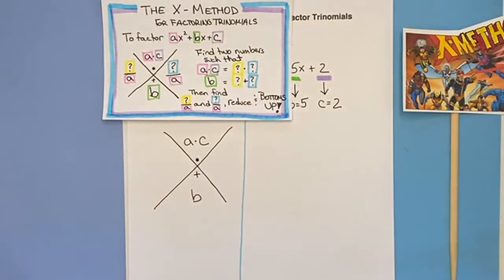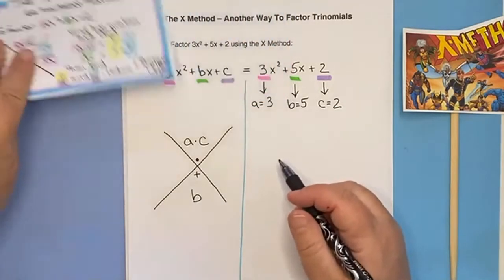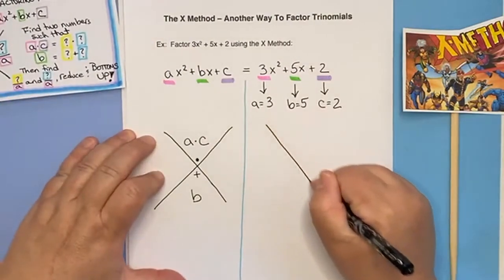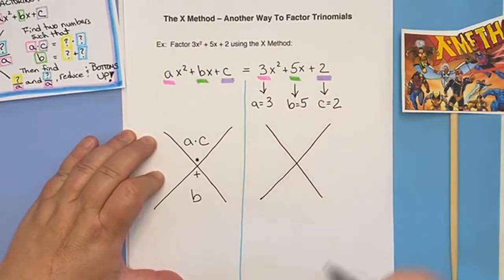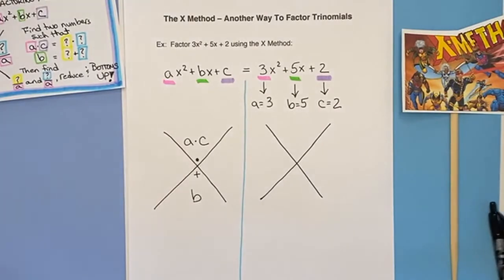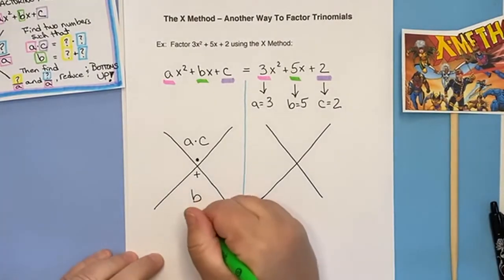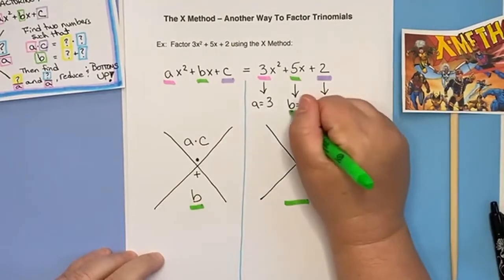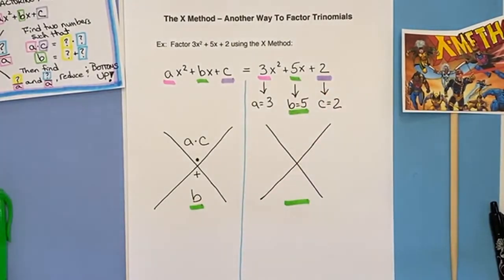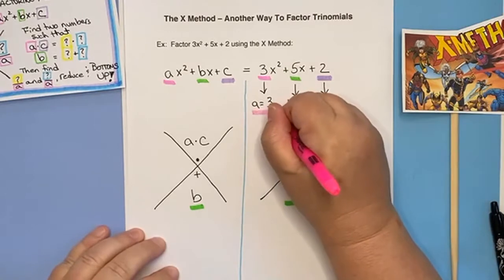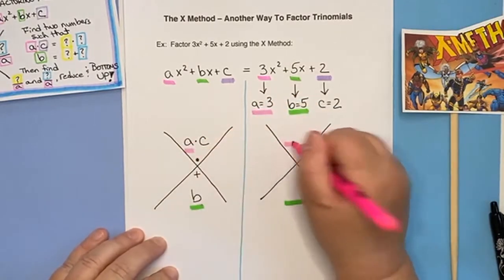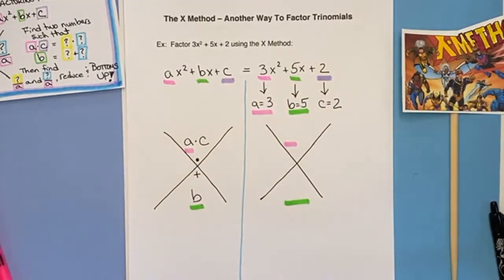Now, in a perfect world, once you practice this method a lot, you will stop thinking about the A's and the C's and the B's, and you'll do a straight translation from the numbers into the X. So let's talk about over here in the application world. We'll draw ourselves an X, and we'll think to ourselves, okay, this is B. Here's A. And here's C.